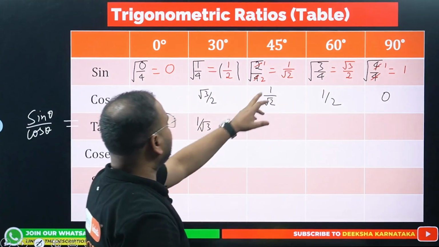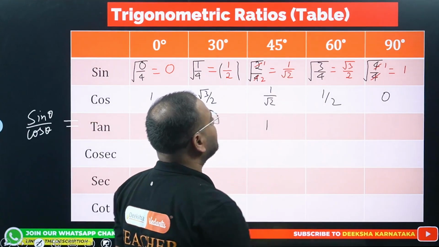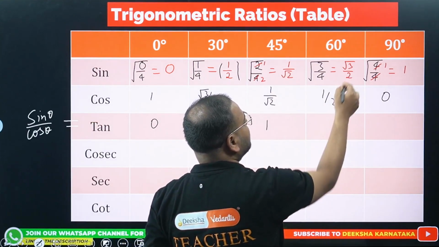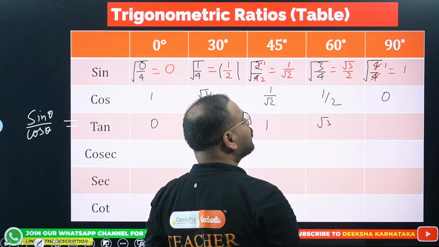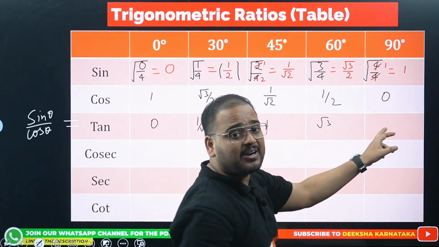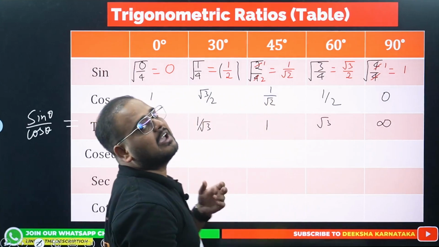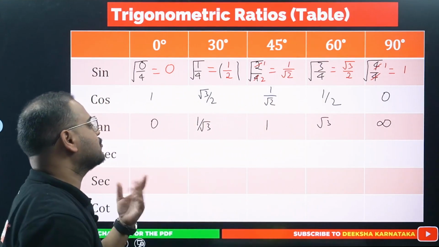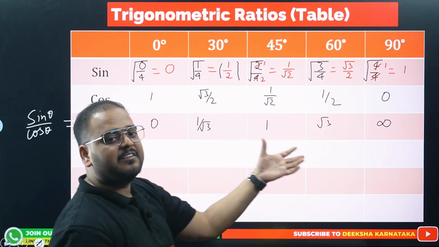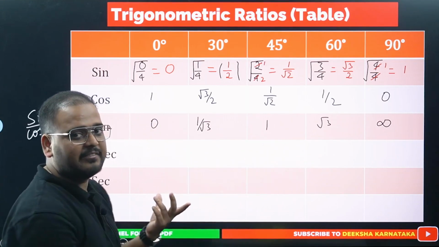Over here again I'll have 1 because they are the same. Here the denominators will cancel each other, so I'll have just root 3. And 1 by 0 is nothing but an undefined number, because the denominator of a fraction cannot be 0. So undefined number. I write it as infinity. It's not 8, it's infinity.